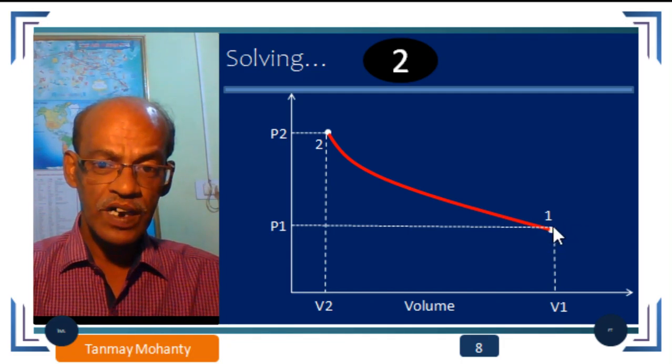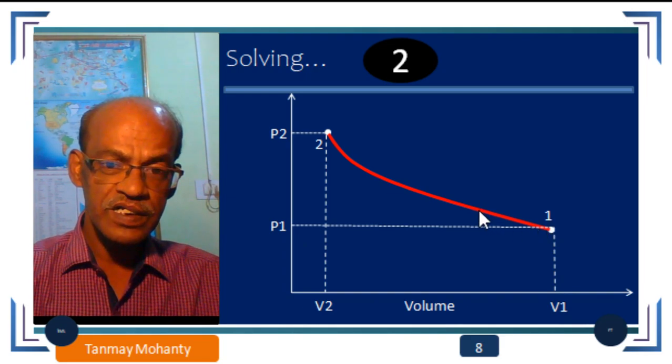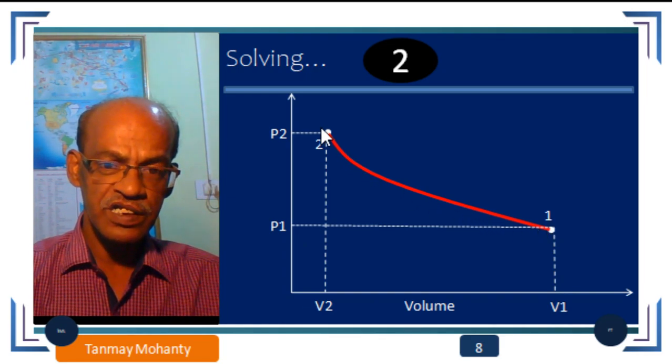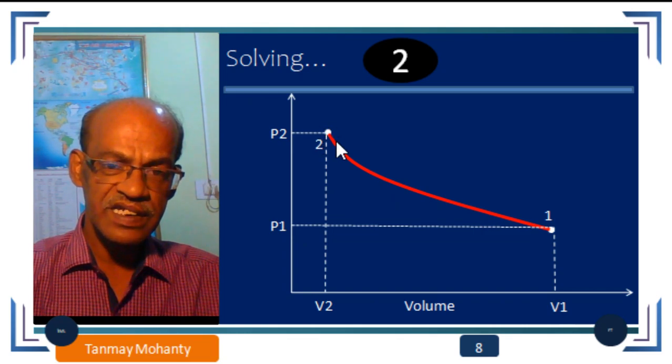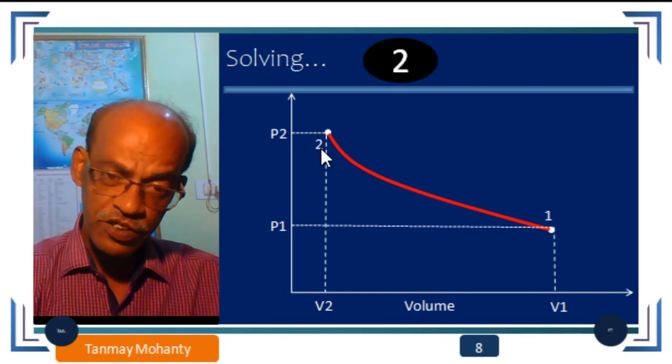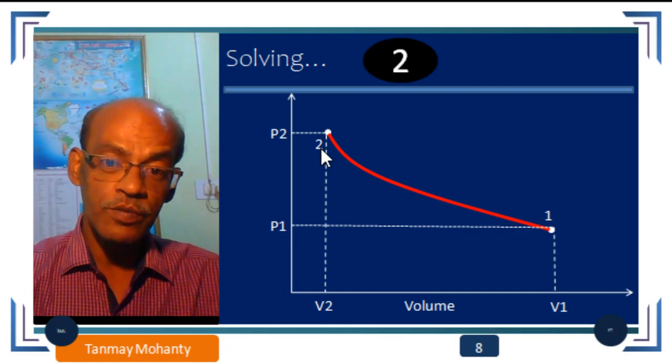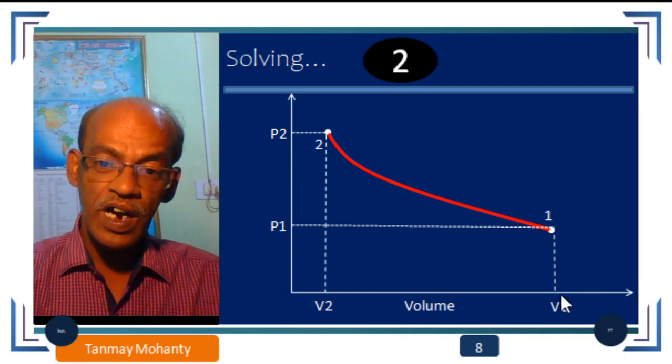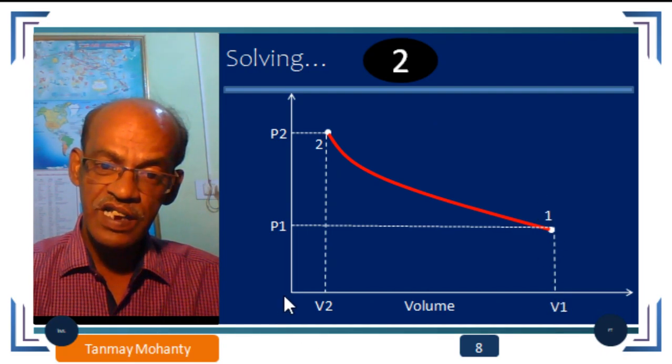This is the state 1. Say volume is V1. Now from state 1 it is compressed. Pressure is increasing, volume is decreasing, and I finally reach a state called state 2. Compression means pressure will increase, volume will come down. Okay, so V1 was the initial volume which is larger.